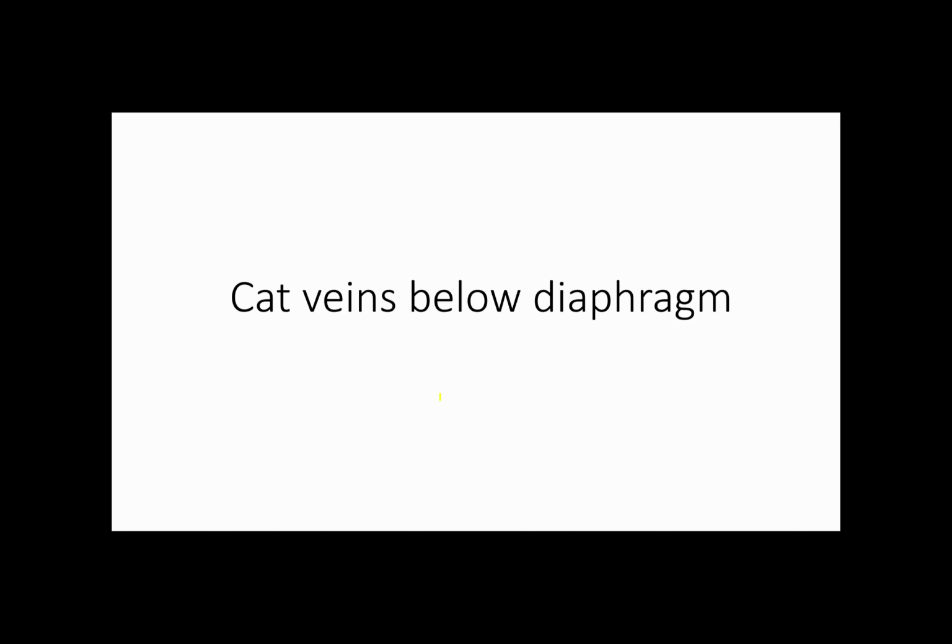So now I'm going to go through cat veins that are found below the diaphragm. And again, this is a picture from your lab hit list. We're going to again see the inferior vena cava comes all the way through the abdominal cavity. It is created when the right common iliac and left common iliac merge. So veins converge and they are bringing blood back toward the heart.